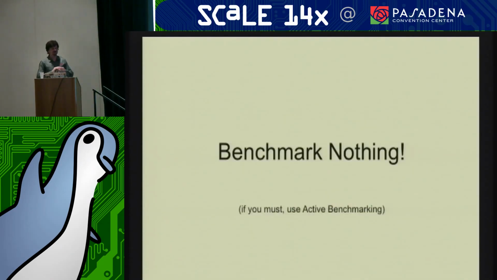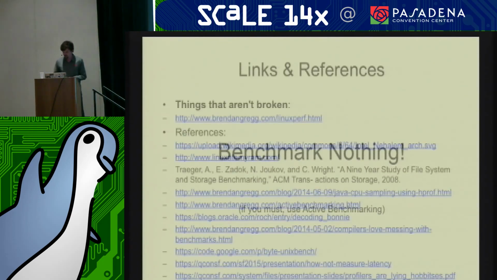And finally, benchmark nothing. Just stop doing benchmarking, and that problem will be solved. Or if you must do benchmarking, please do active benchmarking, so we analyze what's going on and get to the root cause.